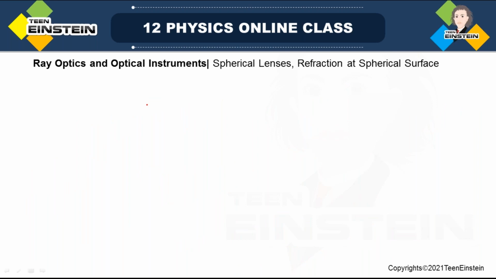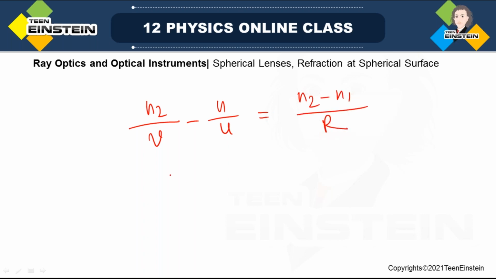So this is N2 by V minus N1 by U is equal to N2 minus N1 over R. So this is the main formula.